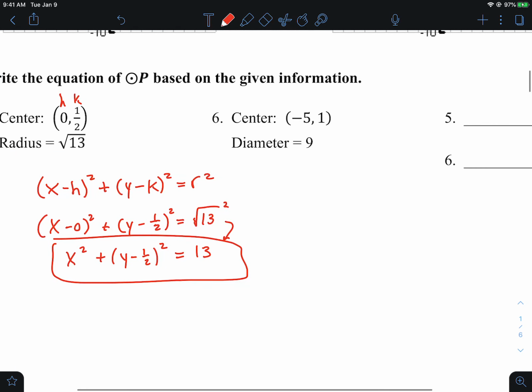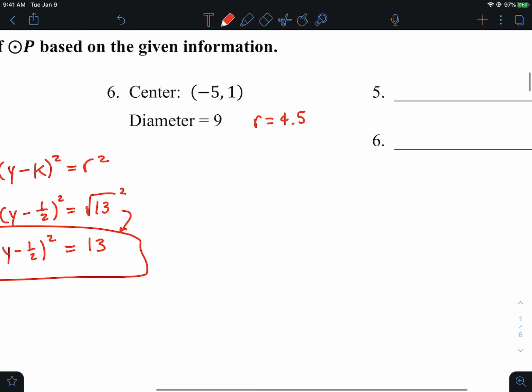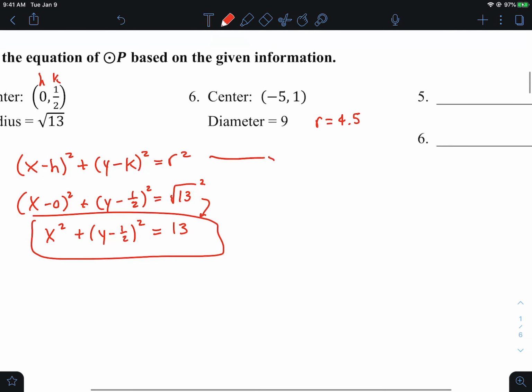All right, the only other thing that's kind of weird here is this one. They gave you the diameter, which means the radius is going to be half of that. So we'll do 4.5 for the radius. And then we'll start plugging everything into this formula. This will be x minus negative 5. That'll be plus 5. And then we'll go y minus 1, and then that'll be squared. Don't forget your squares. I always forget that sometimes. And then 4.5 squared right there.